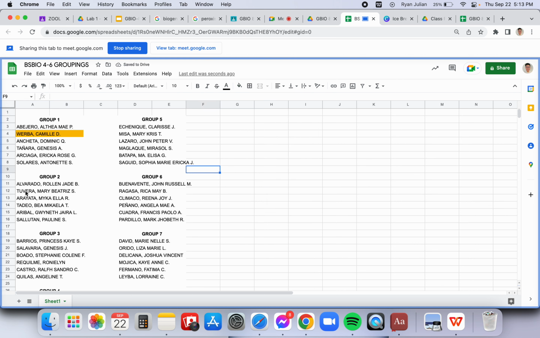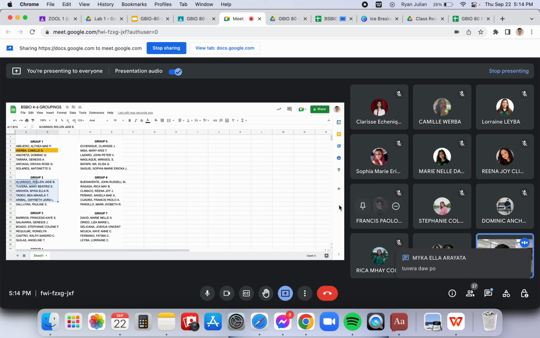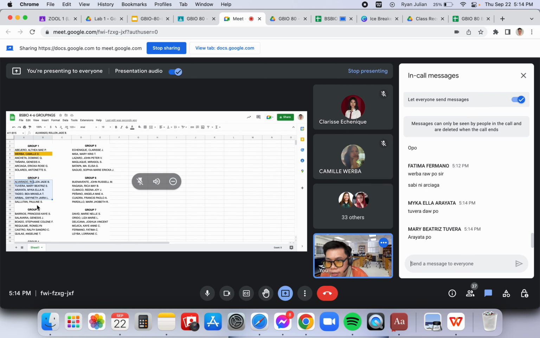Alright, group 2. We have Mr. Roland Jade, Mary Beatrice, Micah, Bea, Gwyneth, and Pauline. Let me ask you, who would like to be the group leader for group 2? Any volunteer? Pauline, you want? Gwyneth? Who would like? Roland, you want, Mr. Tuvera? Wala si Tuvera. Ay, si Tuvera. Ito pala. O, sino po? Tuvera or Arayata? Who?